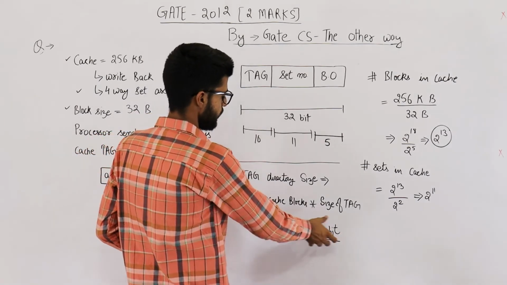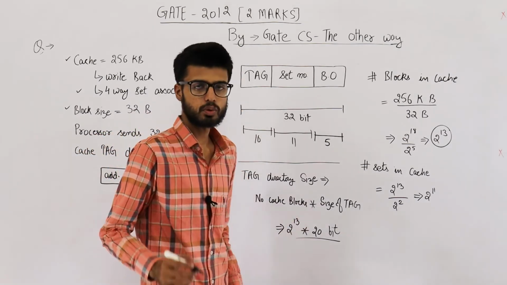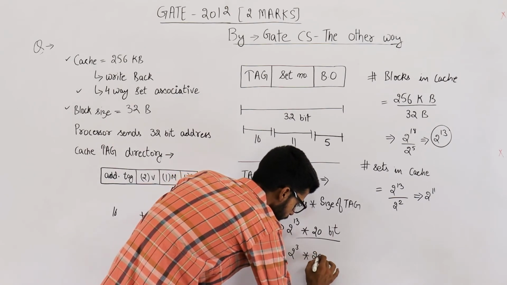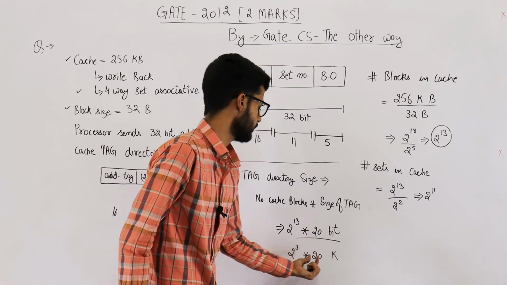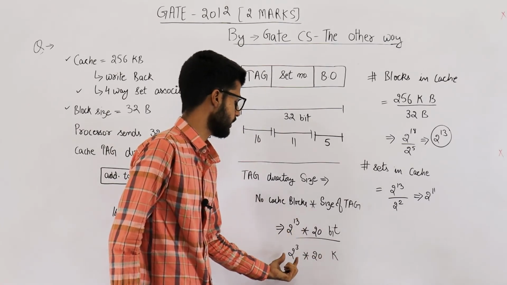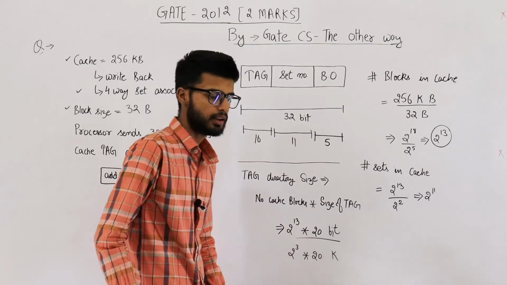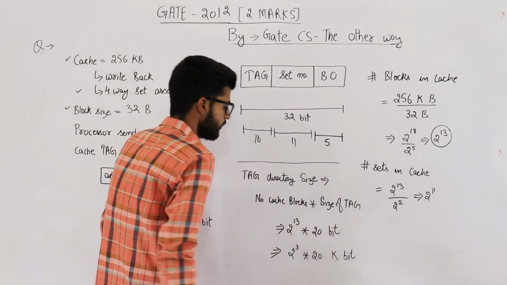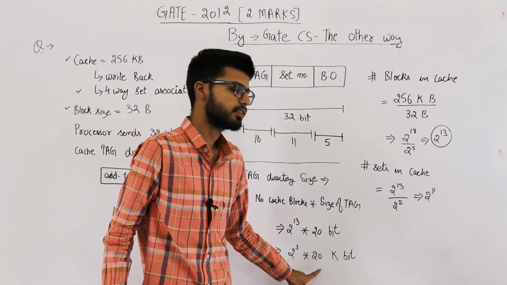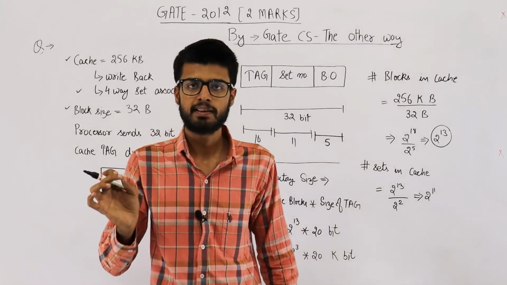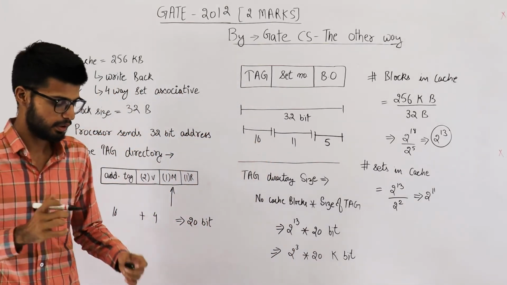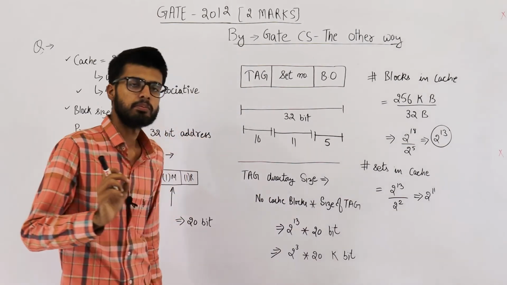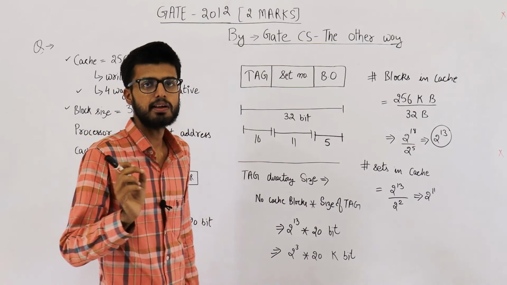Okay, so let's first separate K from here. 2 raised to the power 13 can be written as 2 raised to the power 3 into 2 raised to the power 10. So this comes out to be 8 into 20, which is 160 K bits. So your answer is 160 K bits. Tag directory size is 160 K bits. Also, how can I write this formula? Just remember, for each and every cache line, we have some tag bits.